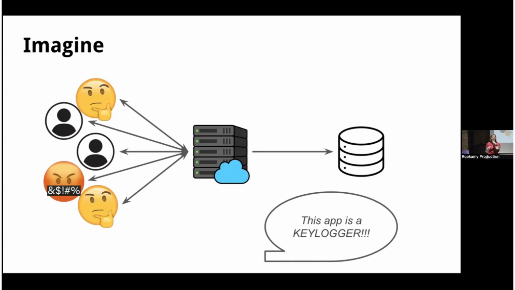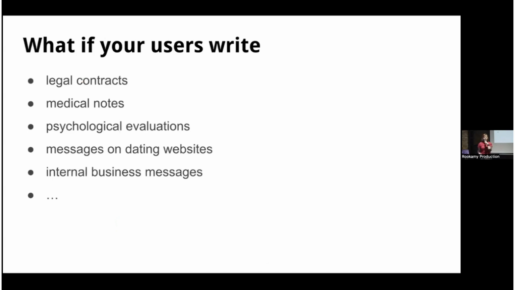They don't want their sensitive data to be stored somewhere in your database or sent to a third party or whatever you want to do with this data. The situation is even worse if the text that you are processing is sensitive, like legal contracts, or medical notes, or psychological evaluations, or even messages on dating websites. People won't appreciate you saving their messages from dating websites in your database. Or it can be internal business communication with some sensitive deals or something.